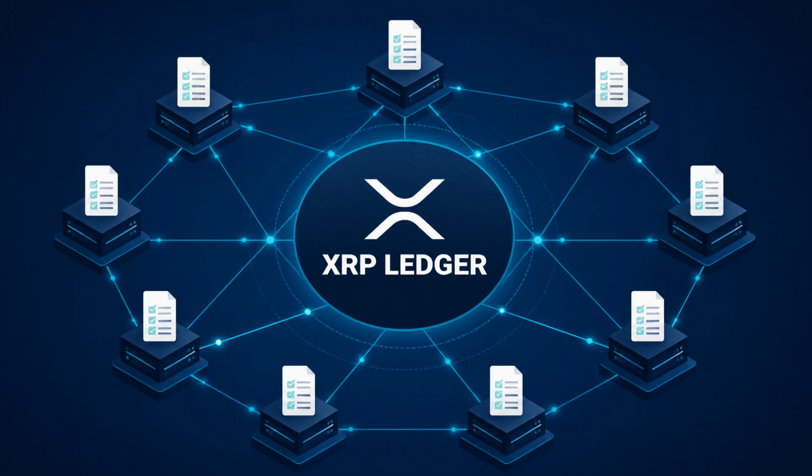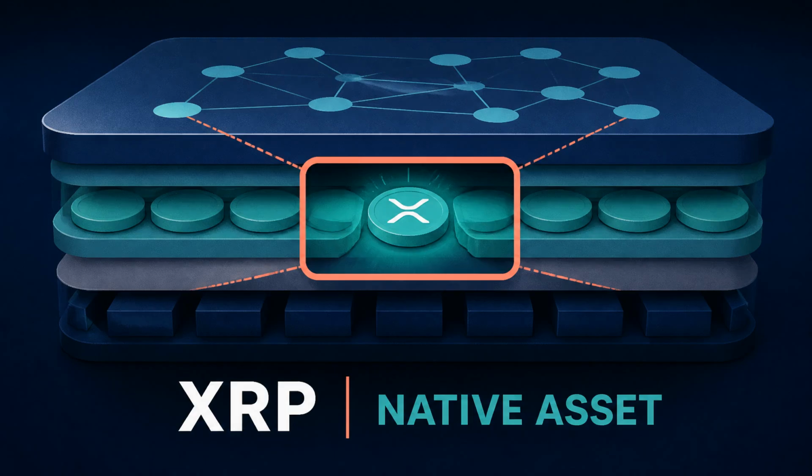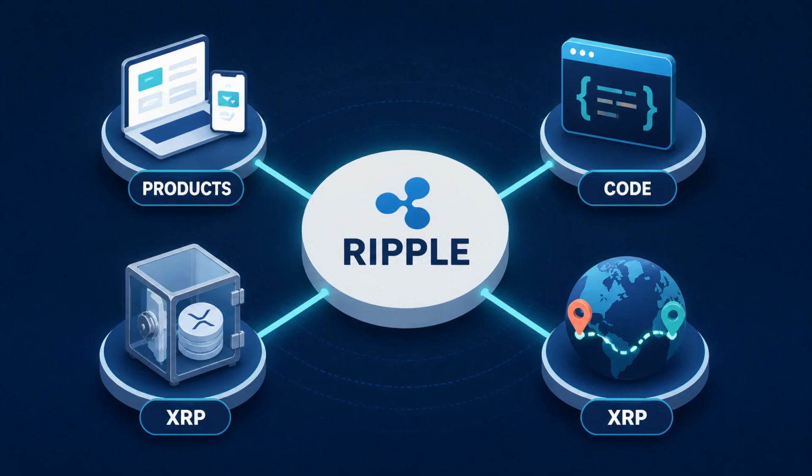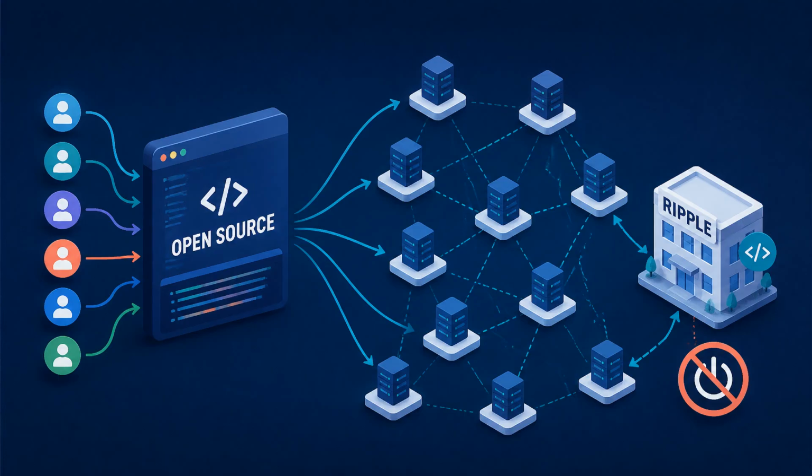The XRP Ledger is the network. XRP is the network's native asset. Ripple is a technology company that develops payment products, contributes code to the ecosystem, holds XRP, and uses XRP in some of its services. The ledger is open source and can continue operating independently of any single company, although Ripple's role and holdings remain important parts of the conversation.